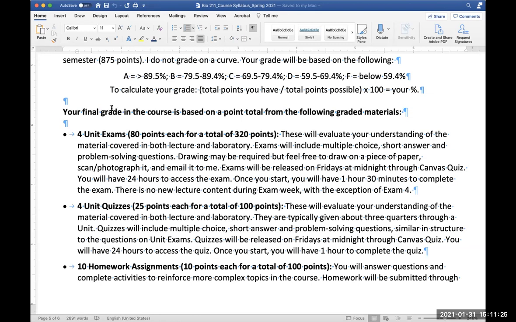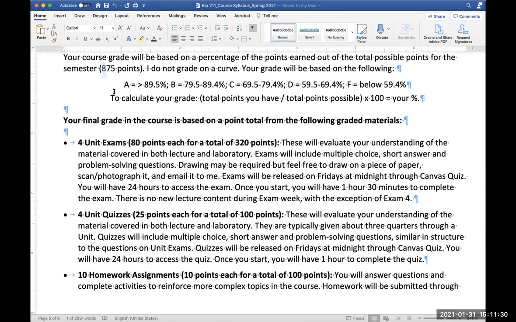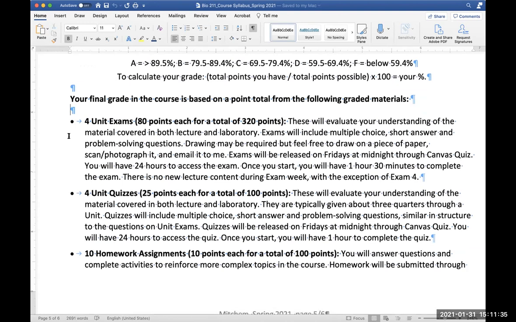So your grade is based on, oh, this is a typo right here I'm seeing. That should be 675. Anyway, here's the components of your grade. You have 4 unit exams. So this is lecture and lab material together. They are 80 points, and the dates are listed on the schedule, which we'll get to next. So there's a number of different types of questions on here. So you'll have multiple choice, true, false, fill in the blank, drawing, short response, a number of different ways.